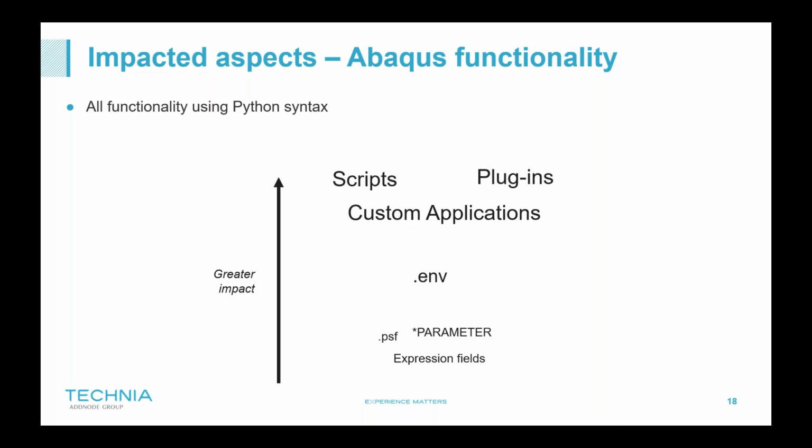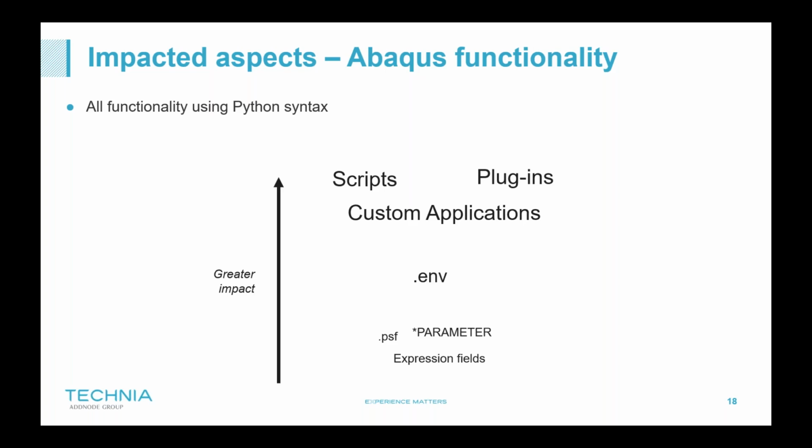So we can move on to the next level, which is environment files. Some users might have customized startup applications in their environment files, and these might not work correctly in some cases, especially not if they contain print statements. And then on top of the ladder, we have things such as scripts, plugins, and custom applications, which in general will not work at all in Python 3 without checking them first and making sure that they do.